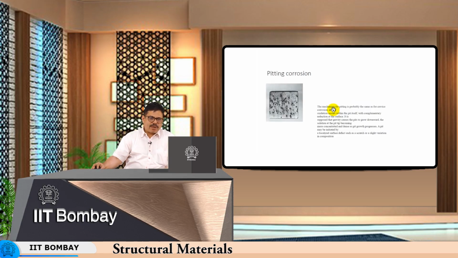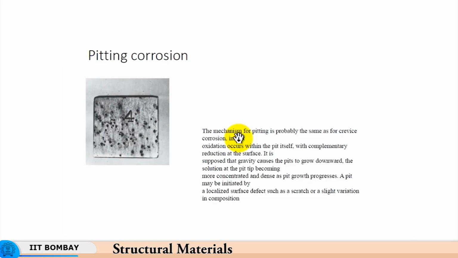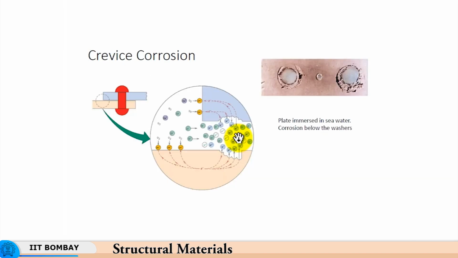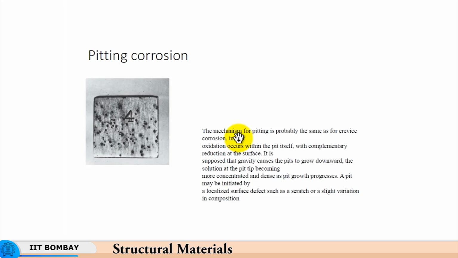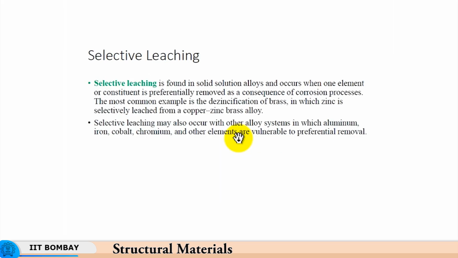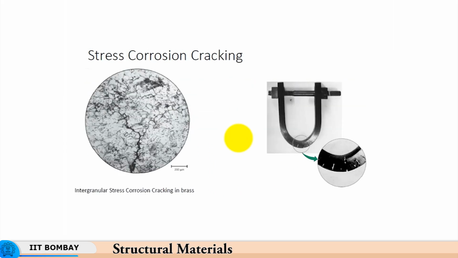So, the mechanism for pitting corrosion is also similar to crevice corrosion, but the pits are very small. In a crevice, the density might continue to decrease, due to which the corrosive attack might get less intense, but in case of pitting, the anode area is very small and the cathode area is very high, right, and therefore, the pitting proceeds at a very rapid rate.